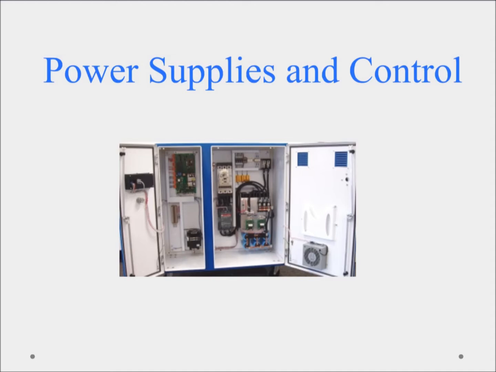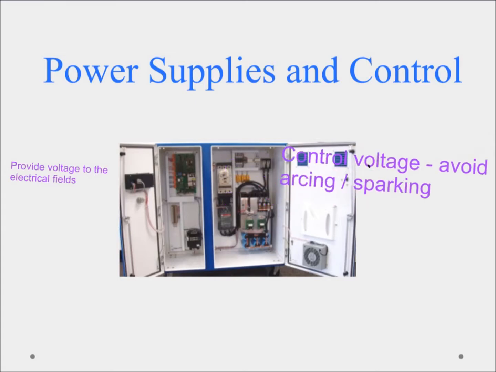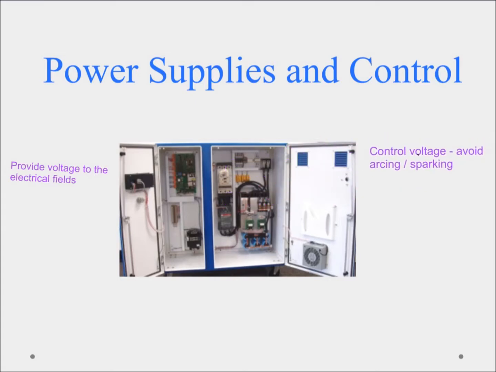Power supplies and control are actually used to provide voltage to the electrical fields at the highest possible level. It is also used to control the voltage to avoid causing sustained arcing or sparking between the electrodes and the collecting plates, because this may damage the electrodes and the collecting plates.